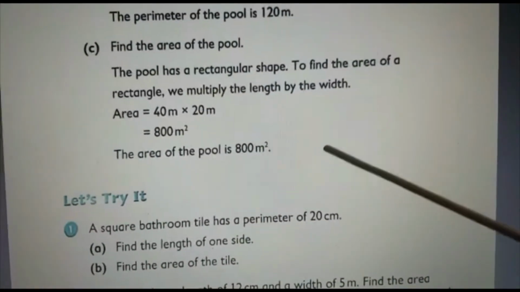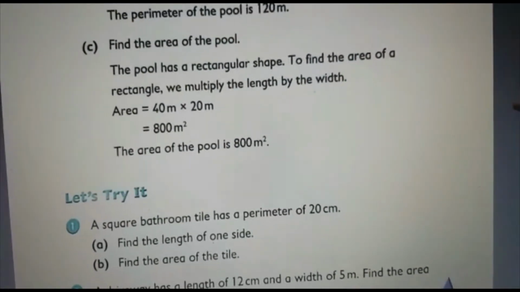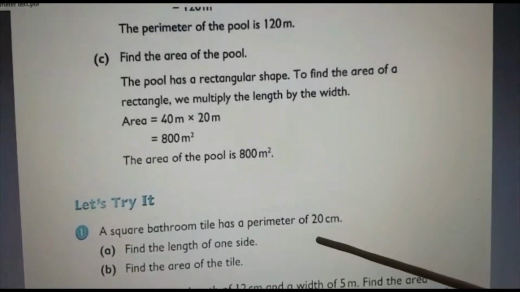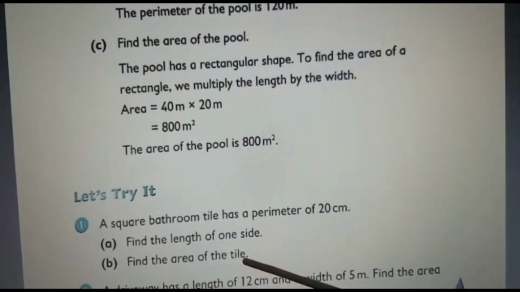You check your answer. Perimeter means sum of all the sides. So 5 plus 5 plus 5 plus 5, all the 4 sides, it is 20 centimeter. So your answer is correct. Okay. Then find the area of the tile.